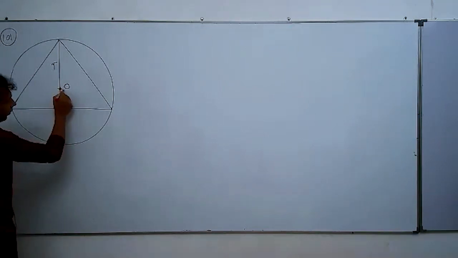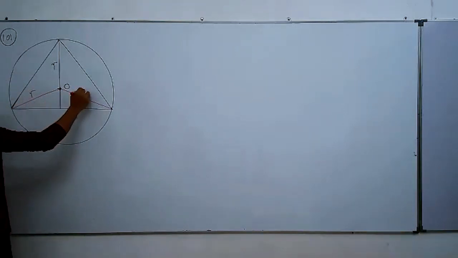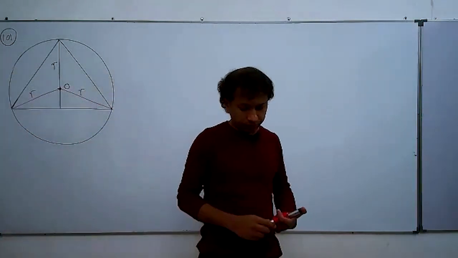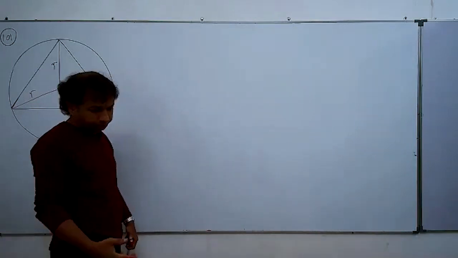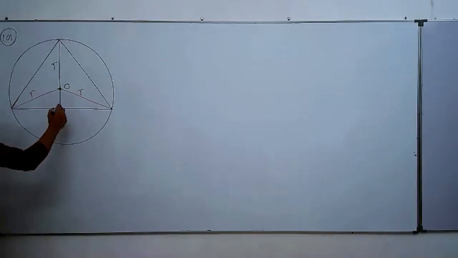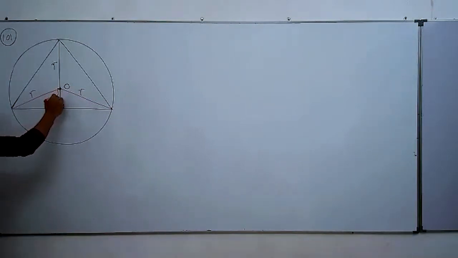When you join this O and this vertex, this is also radius R. This is the right circular cone, therefore the axis is perpendicular to the base. Now I'll take this height as x. It is a variable now.